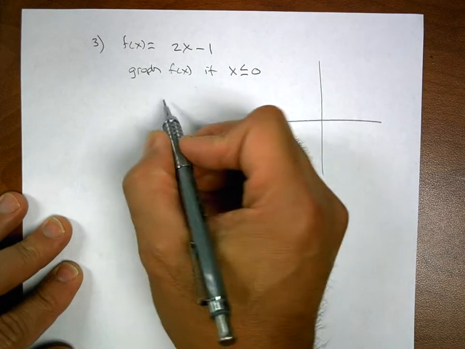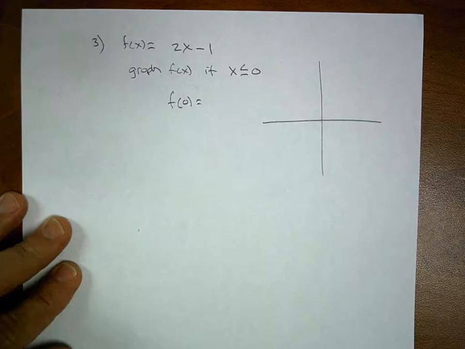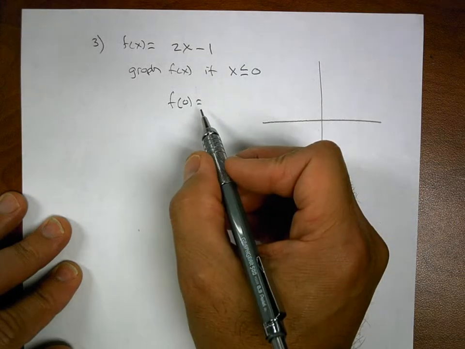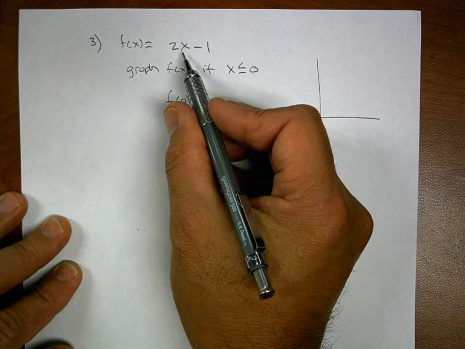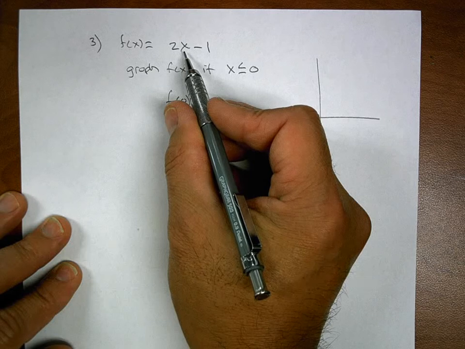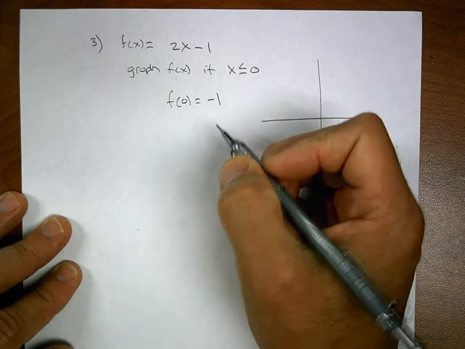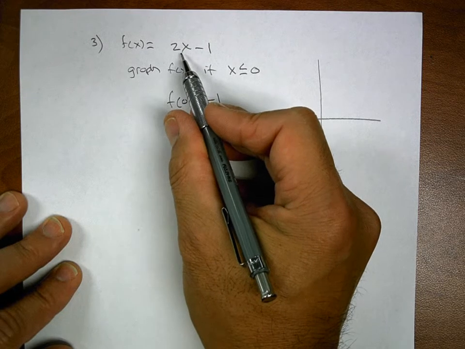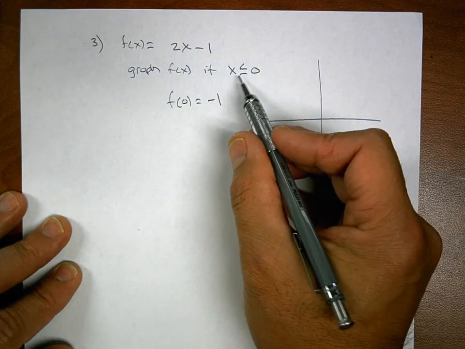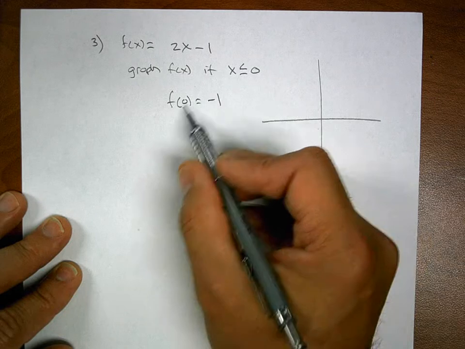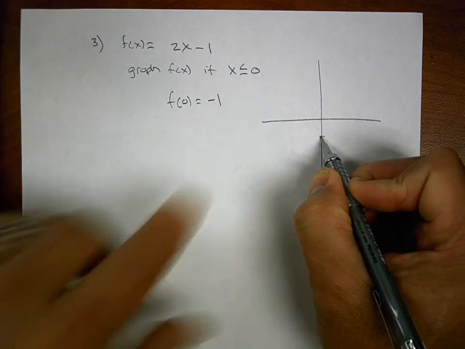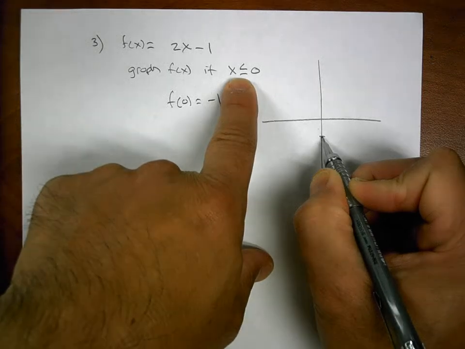Okay, well, let's see. F of 0. Got to know where this thing starts. Okay, where's f of 0? So plug in 0 for x, and what do we get? Negative 1. All right. So it's a line with a slope of 2. So at 0 comma negative 1, right there, here's our start. It's a closed circle because x is less than or equal to. All right, so there we go.